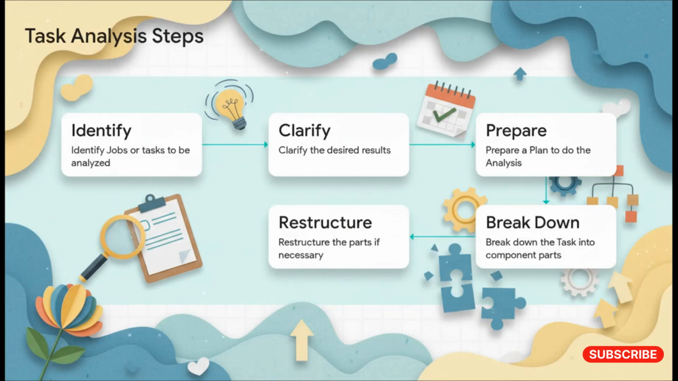Task analysis isn't just some random mental exercise. It is a highly structured methodology. Here are the 5 foundational steps of task analysis. 1. Identify the jobs or tasks to be analyzed. 2. Clarify the desired results. 3. Prepare a plan to do the analysis, which involves implementing and analyzing results. 4. Break down the task into its component parts. And 5. Restructure the parts if necessary. Step 5 is really where the magic happens, guys. That is where you actually achieve learning or skill outcomes. You literally break things down just so you can build them back up better.